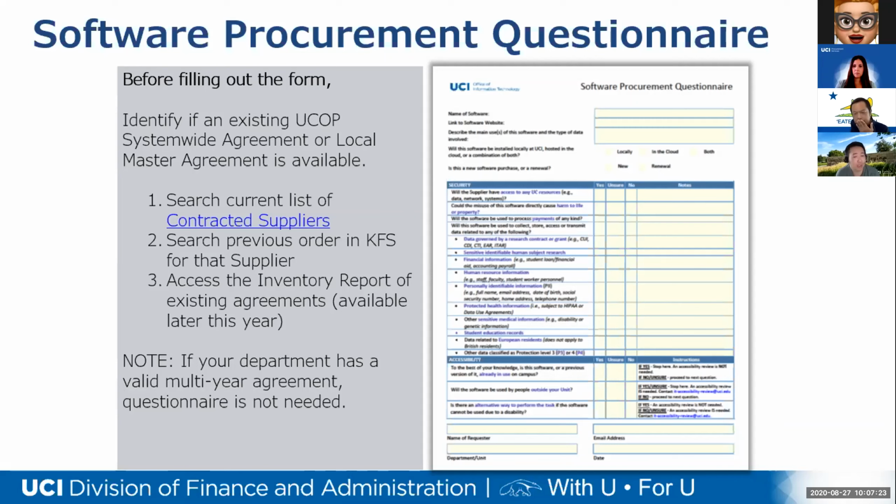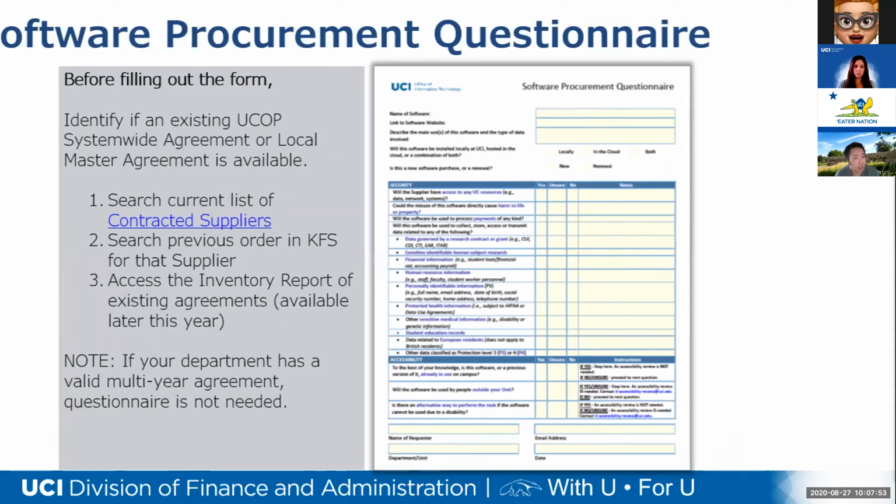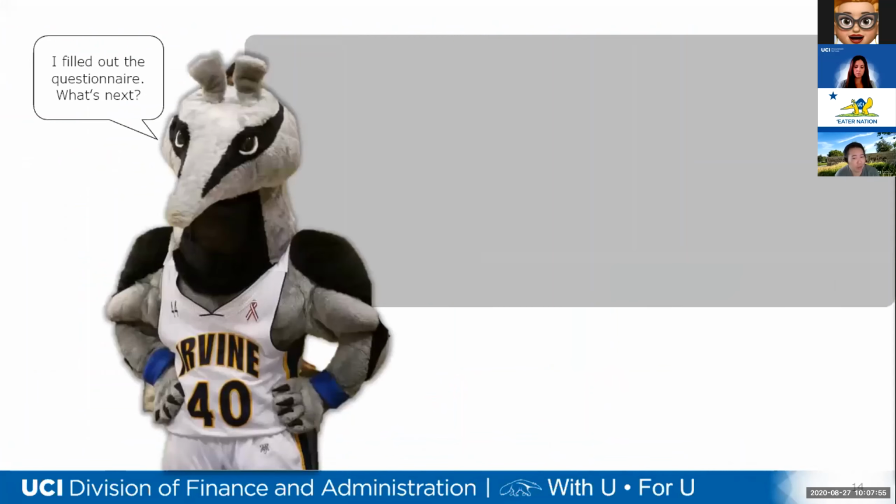Please note that if your department has an existing multi-year agreement with a supplier, the questionnaire is not needed. In fact, we also encourage people to utilize the same purchase orders for the multiple years. The PO can be amended on separate line items to reflect those additional years. This hopefully will save users time from having to copy over any backup documentation from the previous orders into the new orders. Now onto the questionnaire.